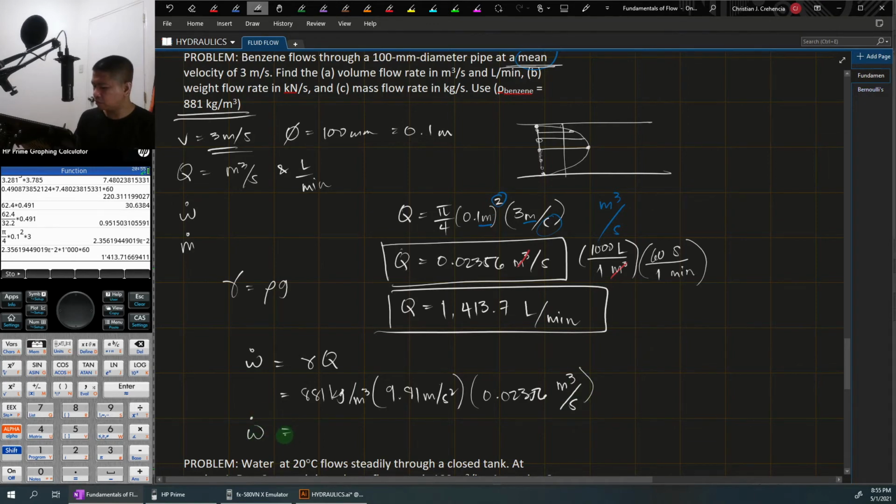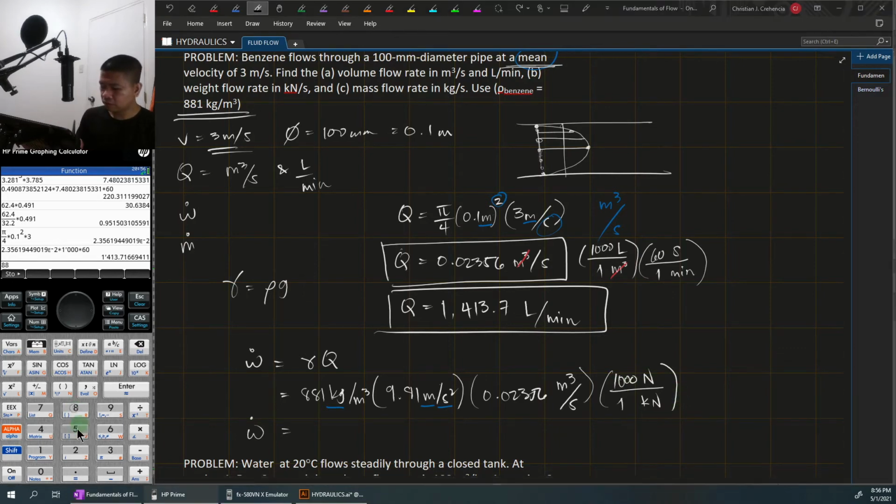So yung weight flow rate natin will be in Newton kasi kilogram meter per second squared. So that's Newton. Okay, so pwede naman natin idiretso ang hinahanap is in kilonewton. So convert na lang natin. So kilonewton to Newton. For every 1 kilonewton, we have 1,000 Newton. Okay? So 881 times 9.81 times 0.02356. Okay? And baliktad pala, sorry.